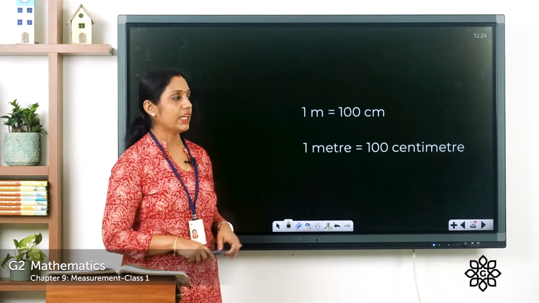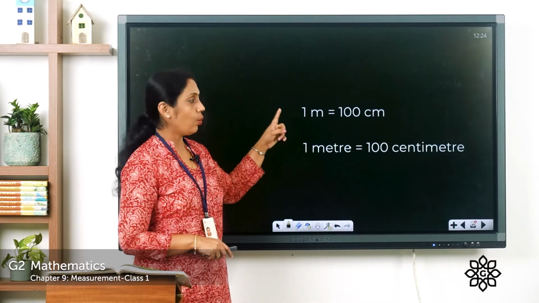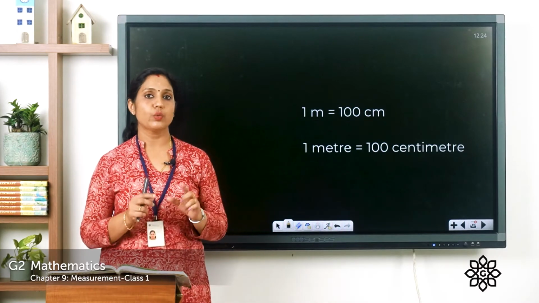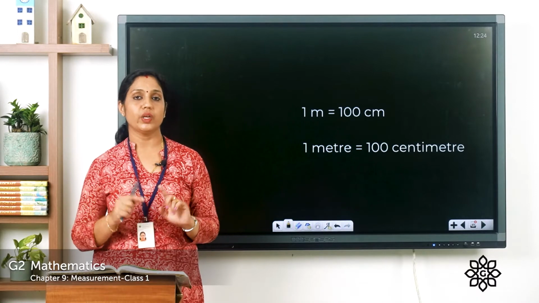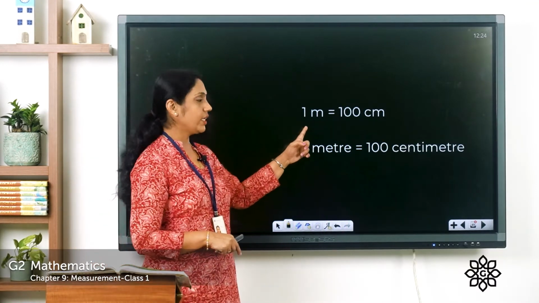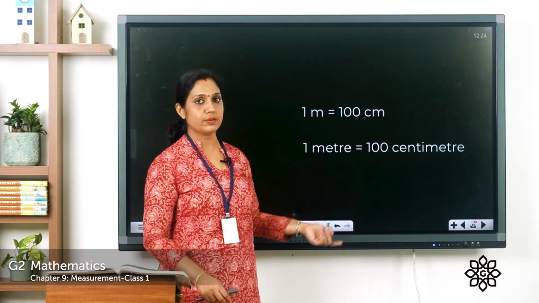So we can say that 1 m or 1 meter is equal to 100 centimeters. So when it reaches 100 centimeter, we can say that it is 1 meter. So that is the measurement. 1 meter is equal to 100 centimeter.